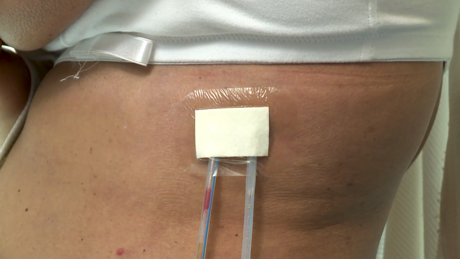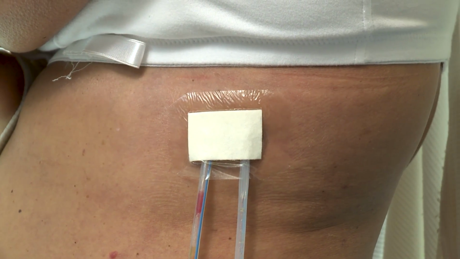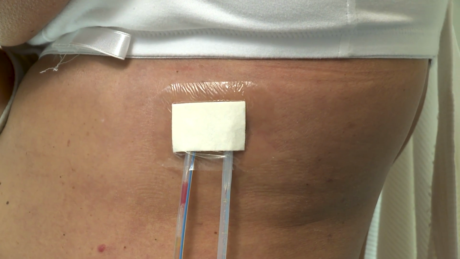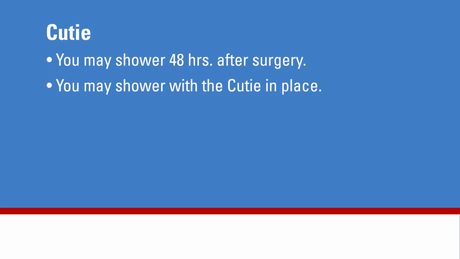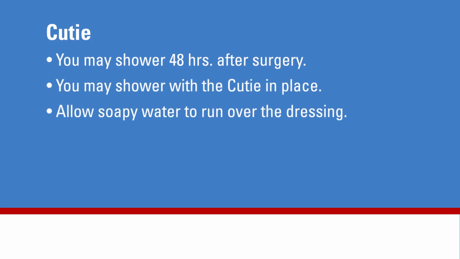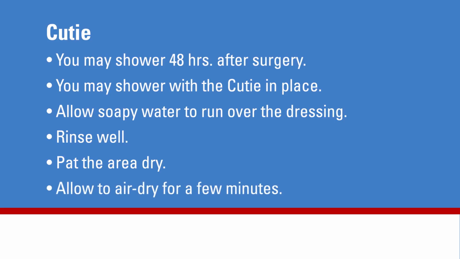A Cutie is a waterproof gauze dressing applied to your skin over the drain insertion site at the time of your surgery. You may shower 48 hours after surgery. You may shower with the Cutie dressing in place. Allow soapy water to run over the dressing like a waterfall. Rinse well. Pat the area dry with a clean towel. Allow to air dry for a few minutes.